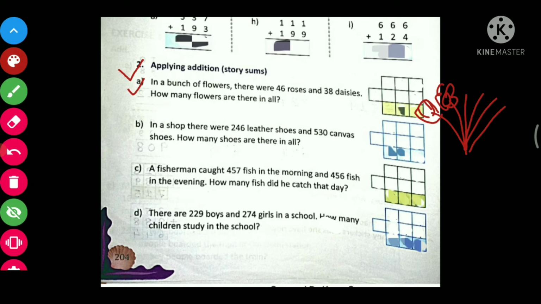So total number of roses are what? 46, and total number of daisies are what? 38. So how many flowers are there in all? So we have to find the total number of flowers. So we'll add these two numbers. So see the ones place 6 and 8 is there. So 6 plus 8, it will be how much?